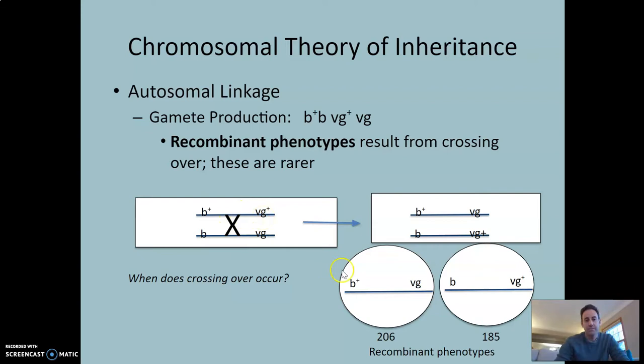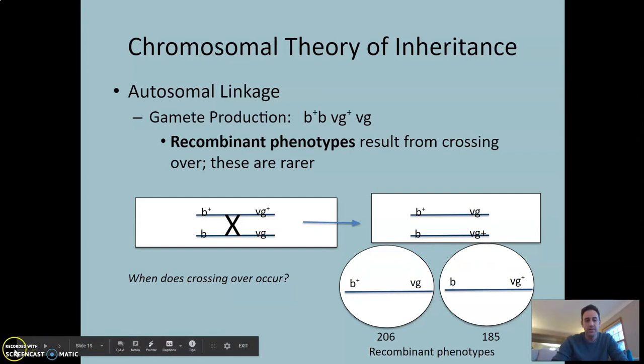So now we have a B plus VG and a B VG plus. These are called the recombinant phenotypes, and they're less frequent because it depends on this crossing over event to happen between them. So let's pause and just model that to make sure we understand what's going on.